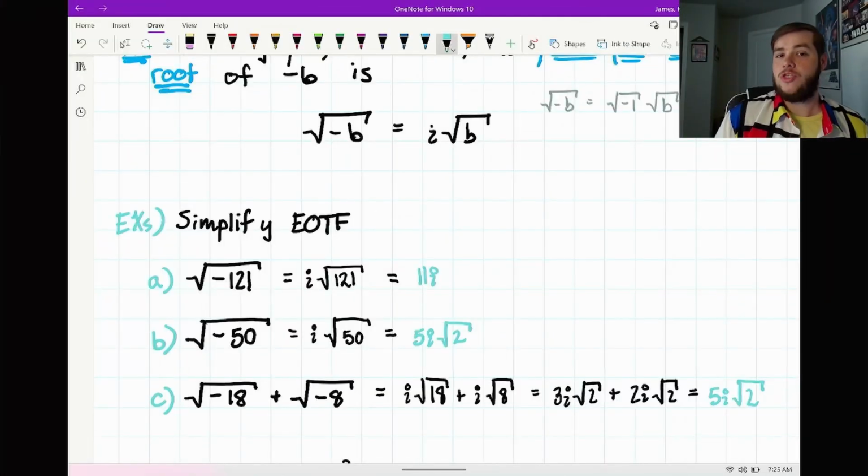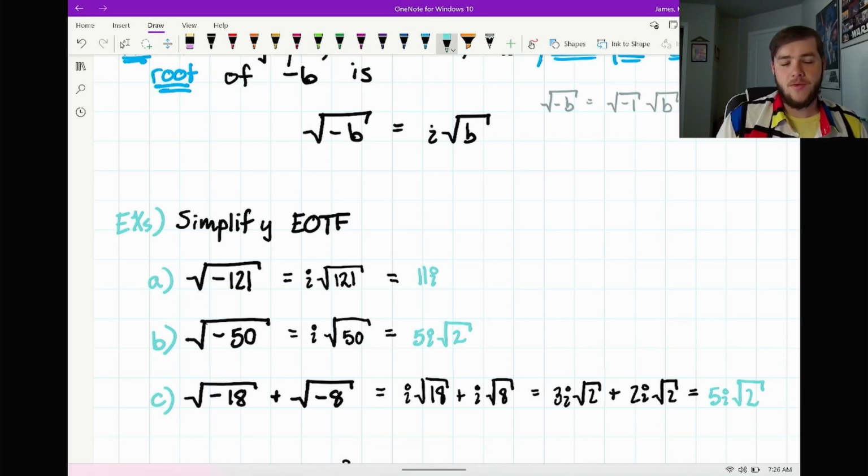Hopefully B wasn't too much of a challenge. I pull the i out, and now I have a positive number under the square root, and I know the square root of 50 can be simplified as 25 times 2, or 5i root 2.